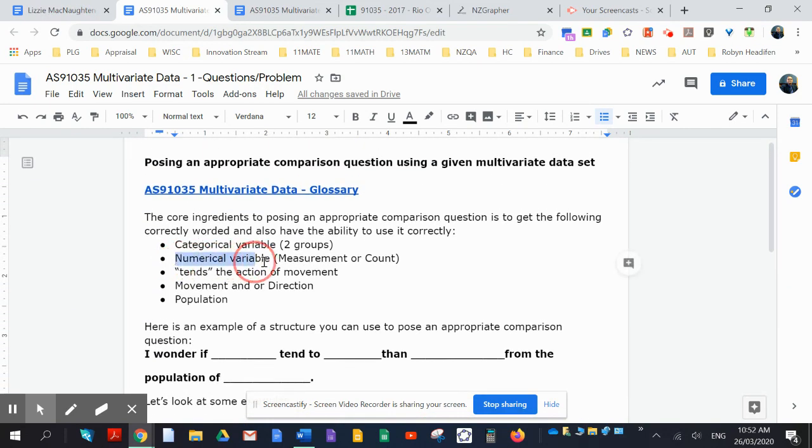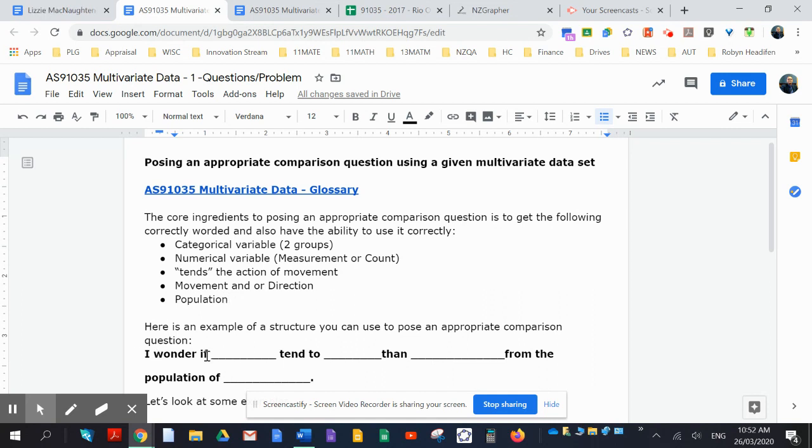Now, you also need to have a numerical variable. So numerical variable means something such as height, weight, salary, something which can be measured and has number values in it. The word tends is very important to have tendency there, or the action of movement. And of course, the movement in direction. What I mean by that is larger, smaller, heavier, lighter, etc. And you must refer to what population your question is referring to.